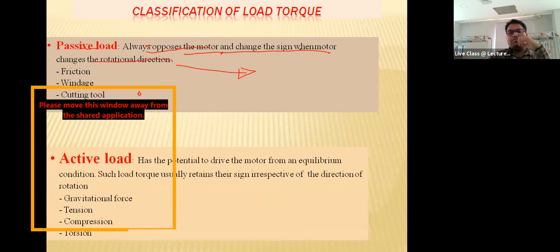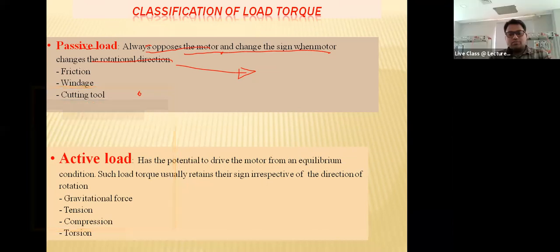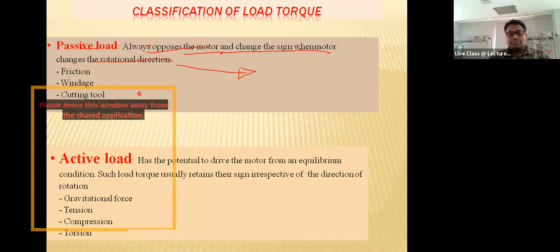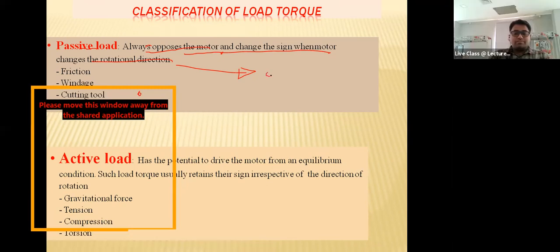So what is active load? When you are coming upstairs, do you feel that opposition due to gravity? And when you move down, do you feel that opposition due to gravity? No. Then what happens? The gravity tends to drive you, right? So it has the potential to drive the motor from an equilibrium condition.